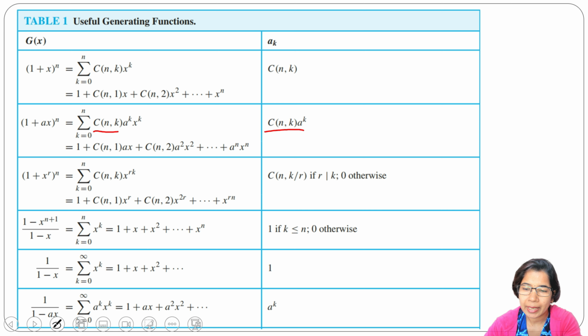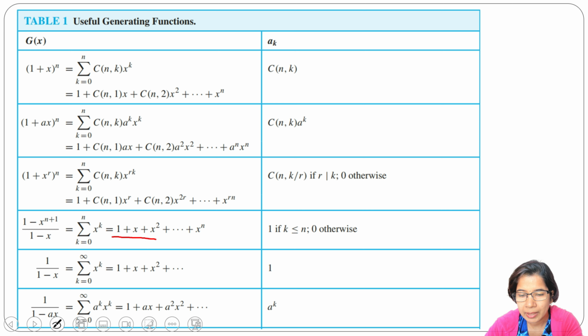Next, (1 + x^r)^n equals summation of k equals 0 to n C(n,k) x^(rk). If you know 1, you can extend all these three, right? So (1 + x^r)^n equals summation of k equals 0 to n C(n,k) x^(rk). After expand, we'll get 1 + C(n,1) x^r + C(n,2) x^(2r) till x^(rn). Here a_k equals C(n, k/r).